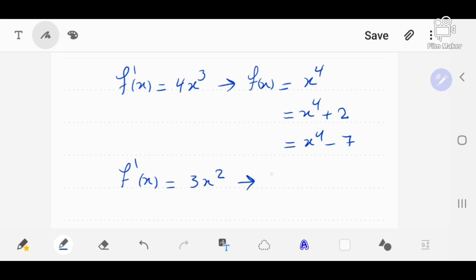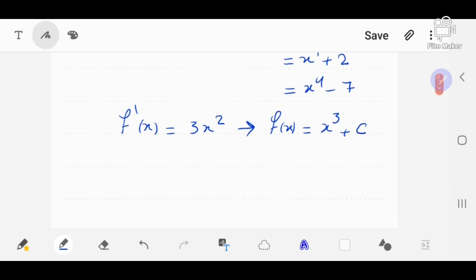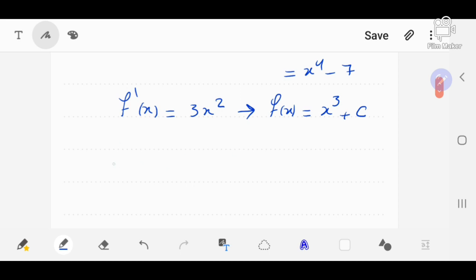Okay, good. What if the derivative was f prime of x equals 3x squared? What was the original function, the antiderivative? The antiderivative here was x cubed, or x cubed plus any number. That's great. In general, instead of writing it this way, we can write it as integration of f prime of x, which will give you the original function plus a constant.